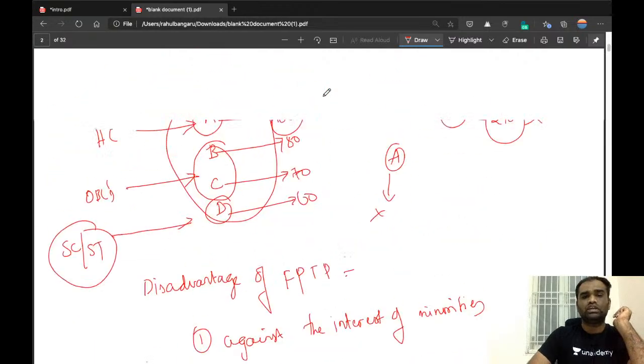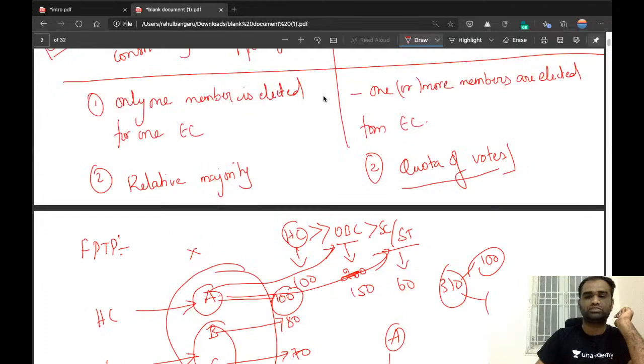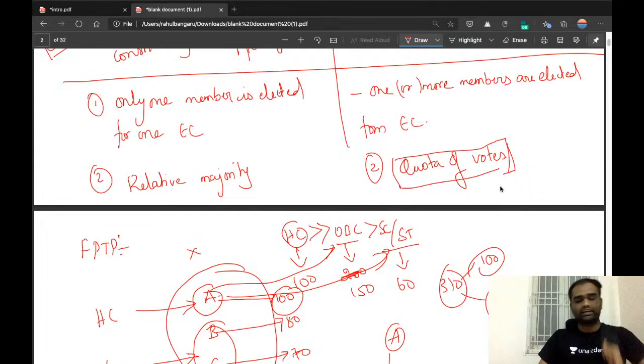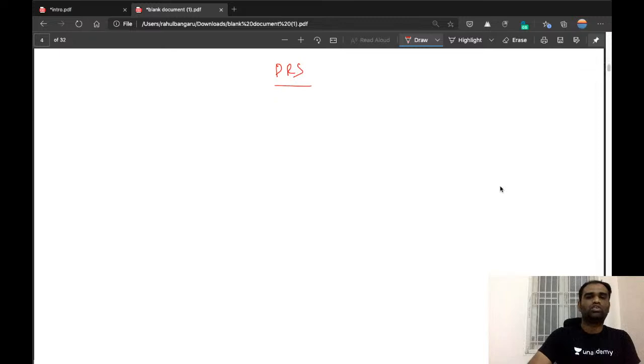Now in the case of the proportional representation system, I've explained, right? They are elected by means of having a quota of votes. So what is this quota of votes? There is a formula for calculating the quota of votes.